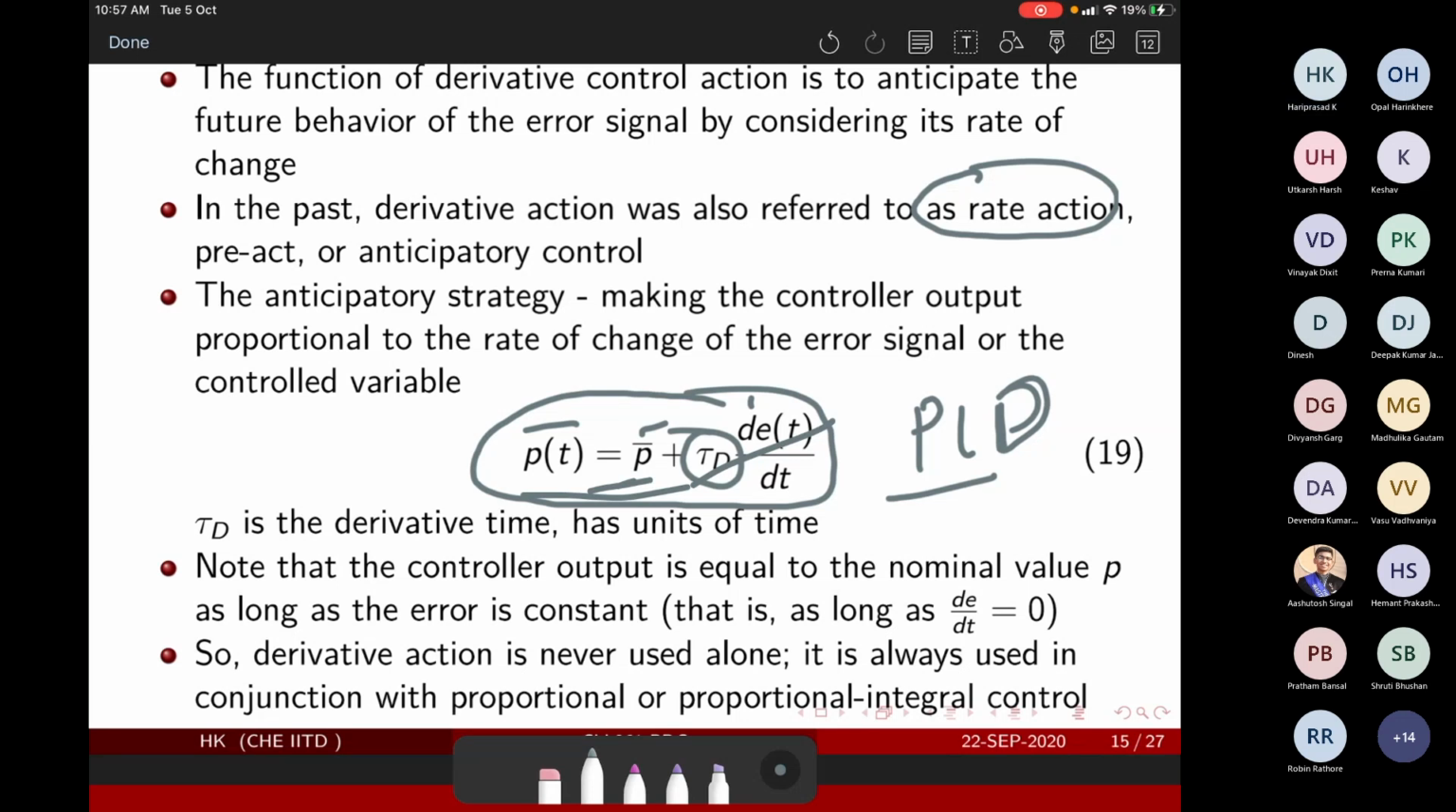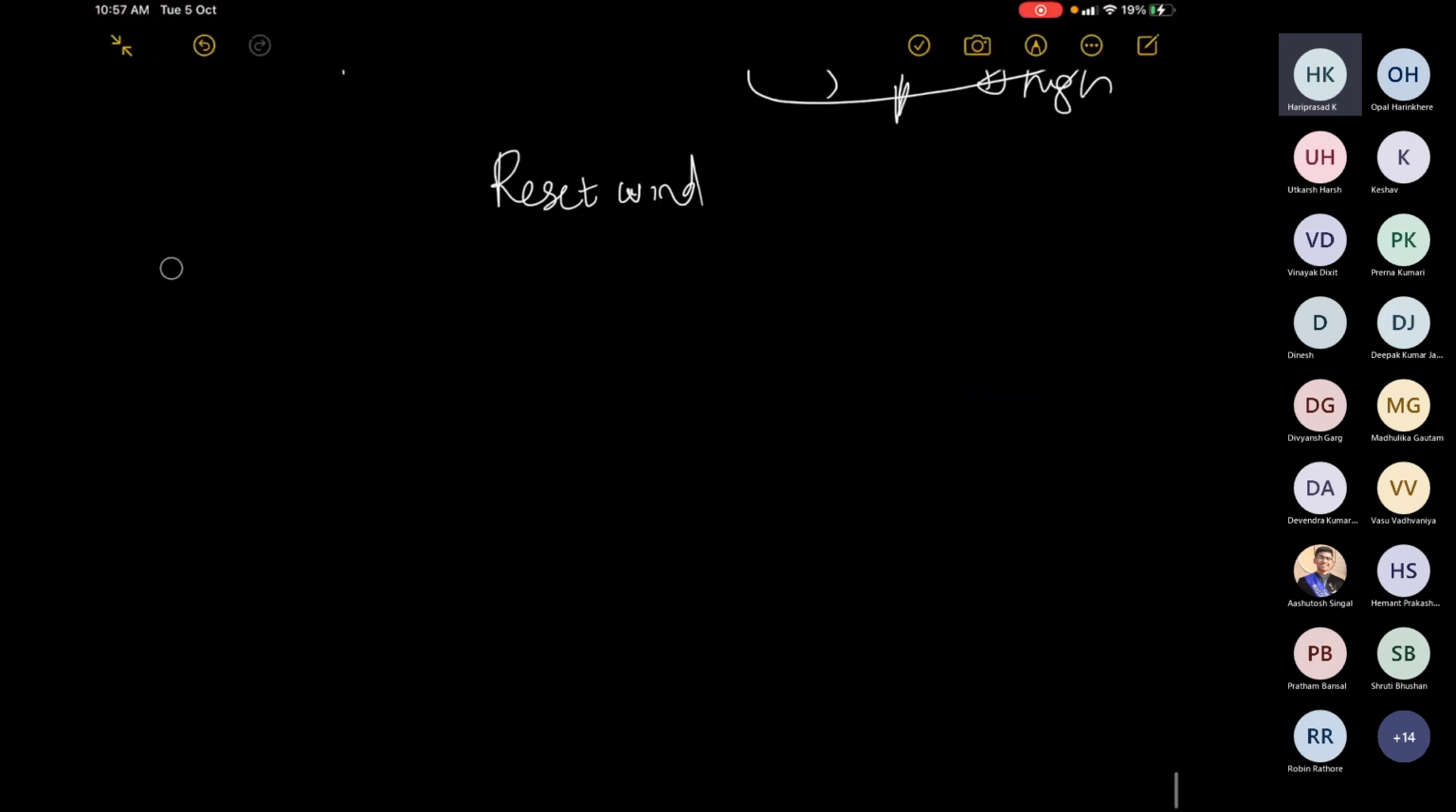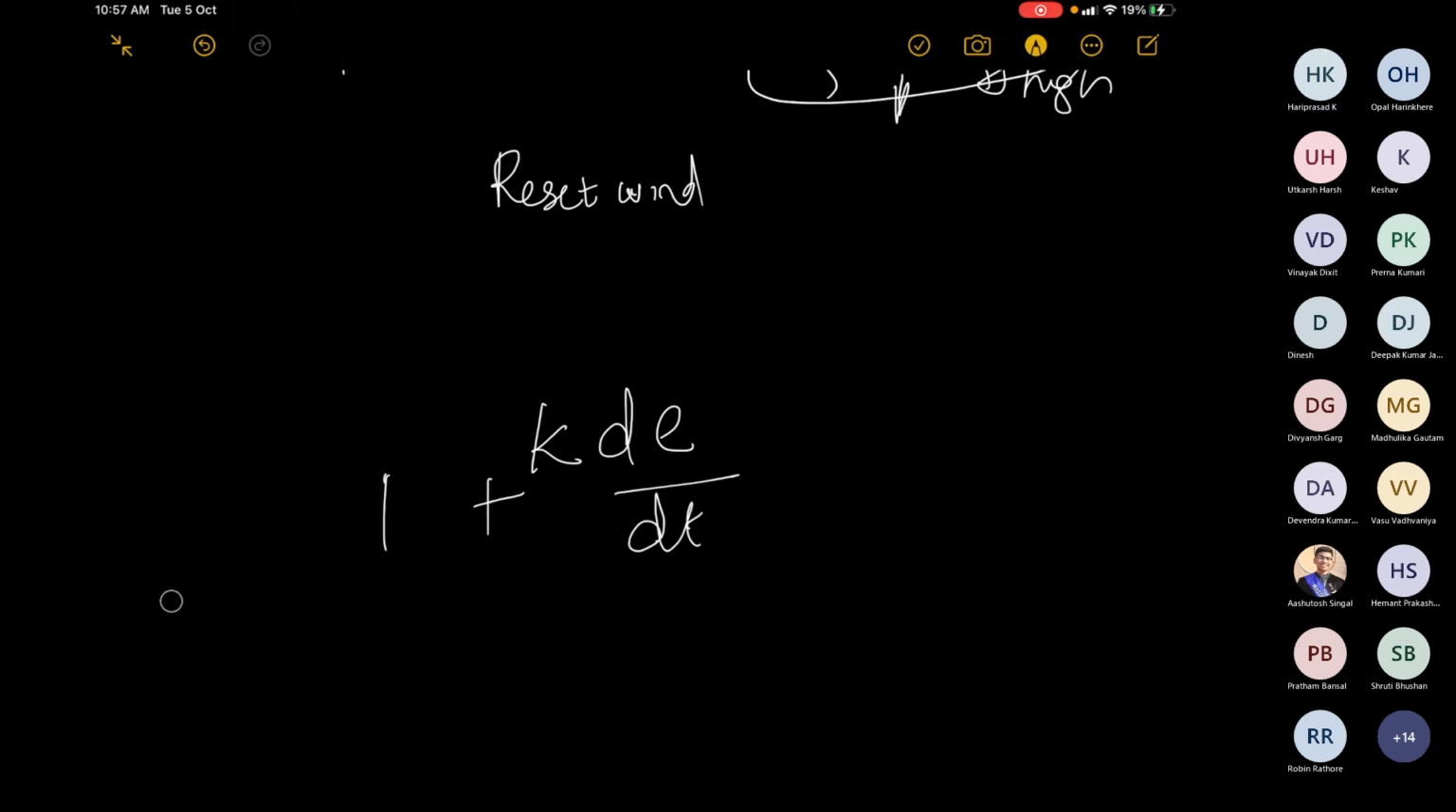So there is a mild catch here. Your derivative action, as you really see, is K times dE by dt plus P bar, which is P of t. This is the derivative term.